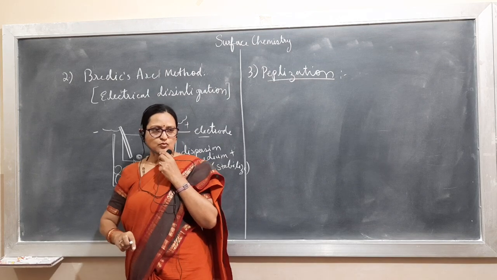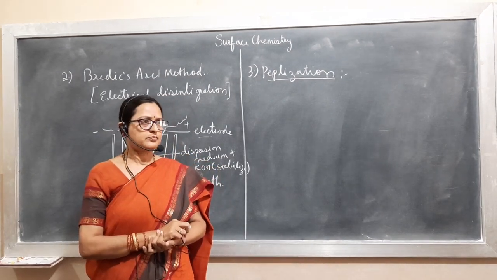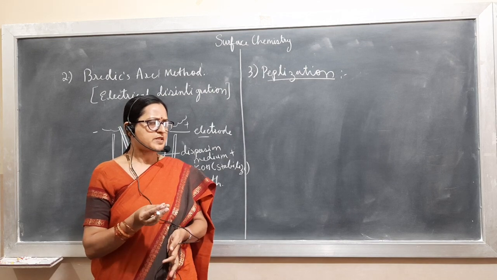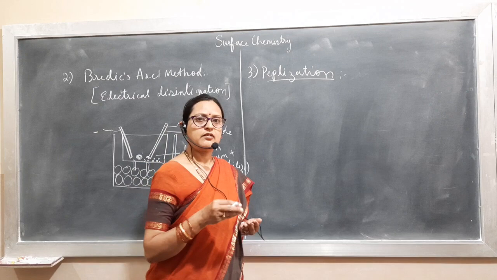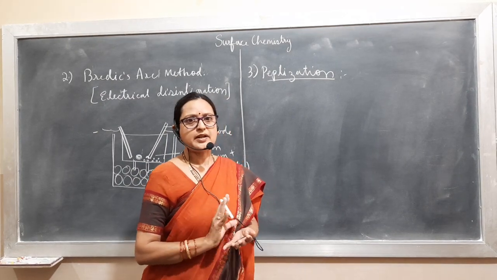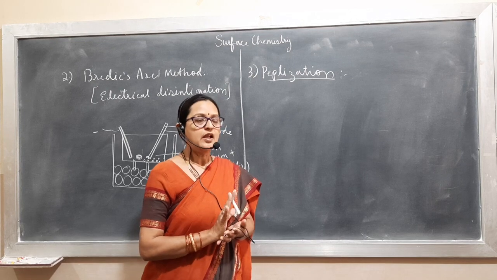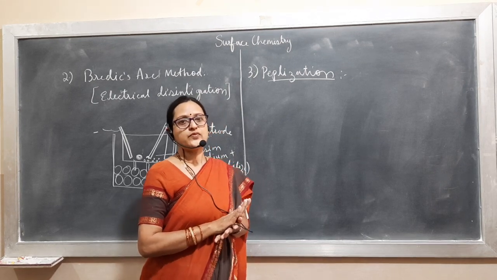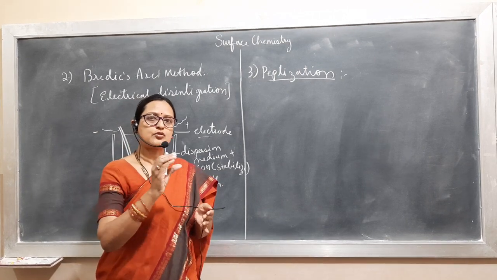In peptization, what happens? The precipitate is converted into colloidal sol. Let us take one example of precipitate. Some NaCl I have taken and added water in that. It became an electrolyte. That electrolyte, if I add AgNO3, it converts into precipitate. That precipitate has to be converted into colloidal sol. For that, I have to add some amount of electrolyte.